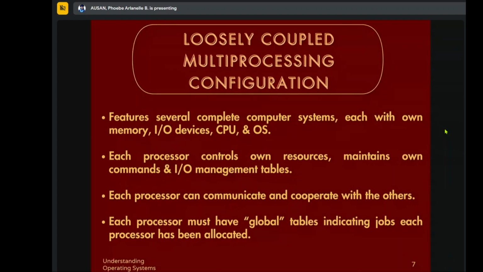So what does a loosely coupled processing configuration mean? Loosely coupled has several features. It has several complete computer systems, each with its own memory, input or output devices, CPU and OS. Each processor controls its own resources and maintains its own commands and input and output management tables. Each processor can communicate and cooperate with others. Each processor must have global tables indicating the jobs each processor has been allocated.